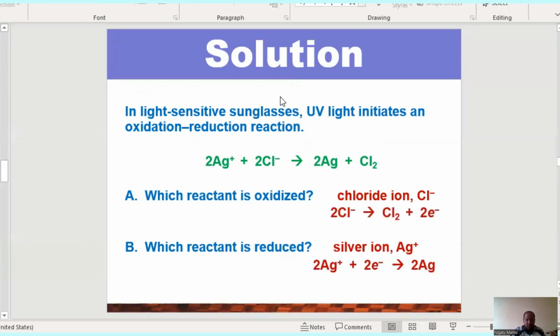This is the answer for the study check exercise. Chlorine ion Cl- is the oxidized substance because the oxidation state of chlorine is increased from -1 to 0, and oxidized substances are reducing agents. And silver ion Ag+ is the reduced substance because its oxidation state is decreased.